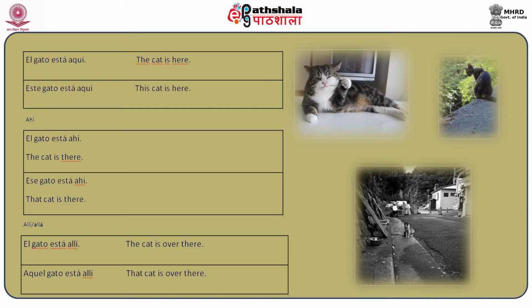In the same way, if the cat is far, and I say the cat is over there, which means that the cat is far from me, I will say el gato está allí. Or if that cat is over there, it can be said as aquel gato está allí. Now these adverbs of place do not change as per the number and gender of the noun, unlike the demonstrative determiners or adjectives. See this example.